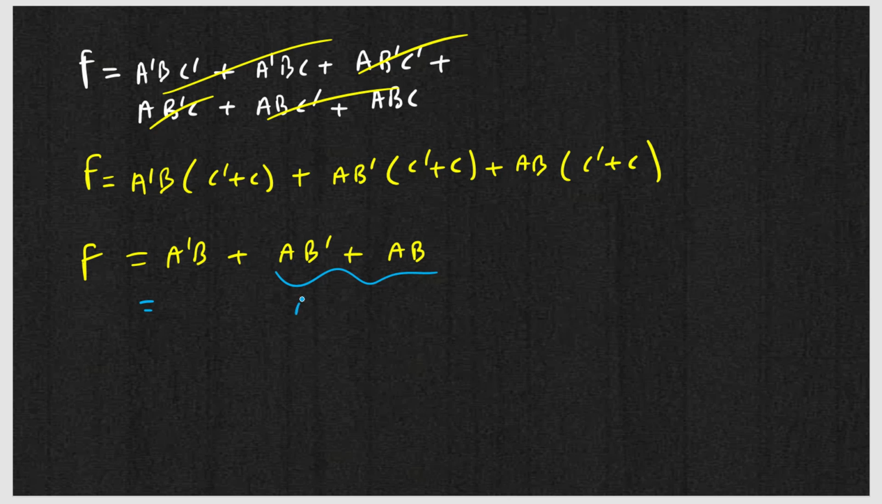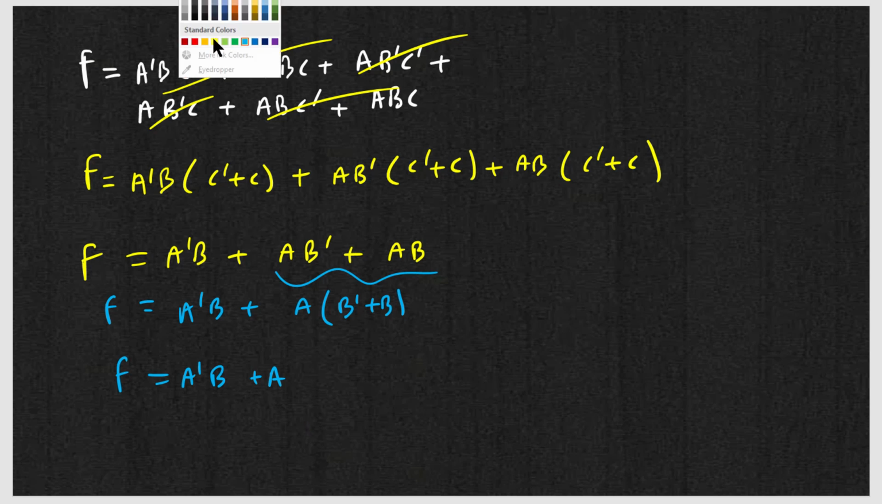So if you put A, you have B prime plus B, and here you have A prime B. B prime plus B is 1, right? So we have A prime B plus A. There is no common factor, but there is a rule. If you have x plus x prime y, it's x plus y.